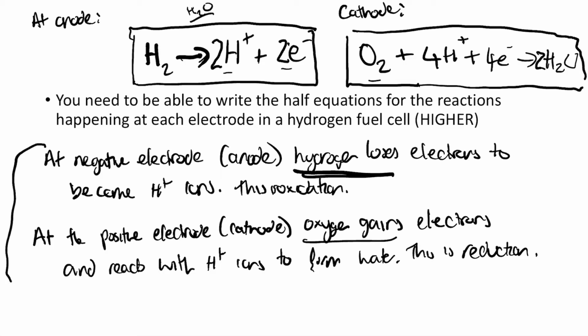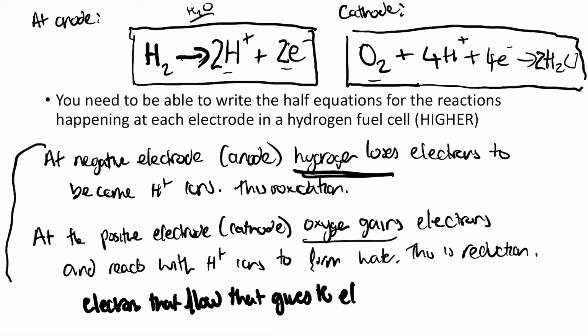And then just to add to that, it's the electrons that flow that give the electric current, which of course is, as I said earlier, we can use to power whatever it is we're trying to power.